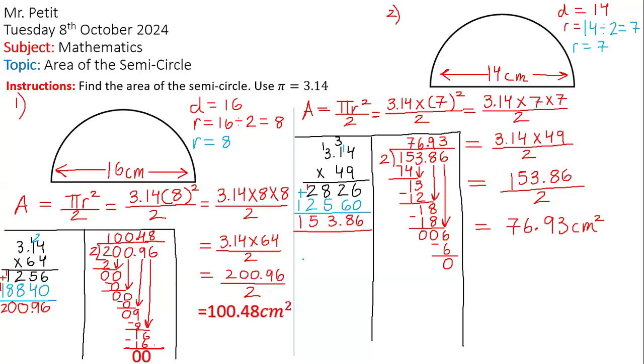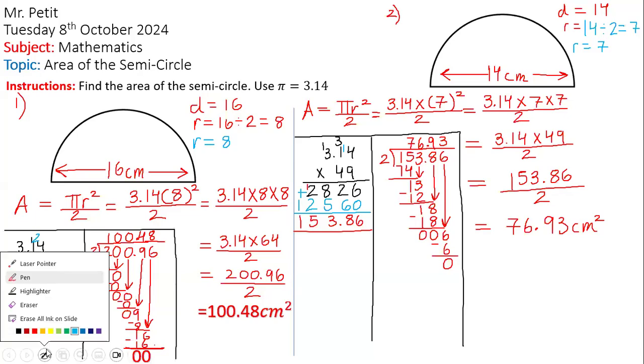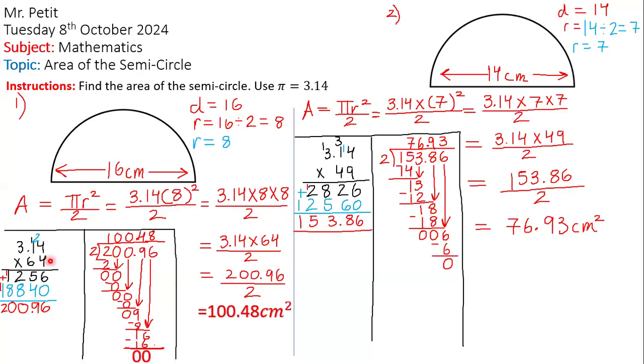Wyatt, which part of this don't you understand? Now that I'm looking at it, it looks pretty simple to me. All you need to do is square it. 7 times 7 gives you 49. Then multiply 3.14 by 49. Then when you get your answer, divide it by 2. It's basically half of the area of the circle.